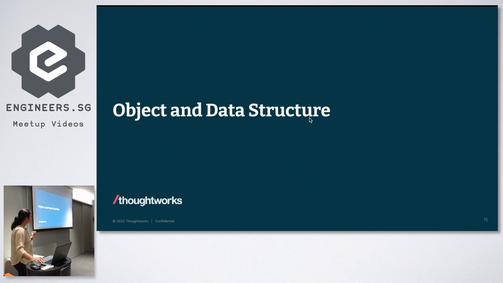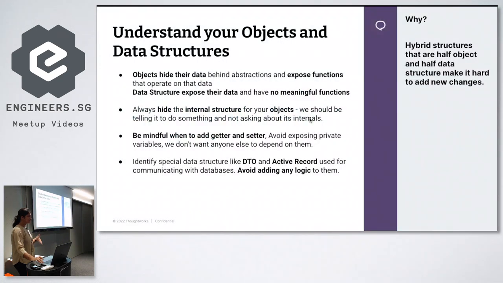The other topic we will be discussing is objects and data structures. Now, towards writing clean code, this is also one step. You should clearly understand the difference between your objects and data structures. When should you use an object? When should you use a data structure? Objects hide their data behind abstractions and only expose their functions. And the sole purpose of a data structure should be to expose the data, while it should not have any meaningful functions. I'll show an example of an object and a data structure.